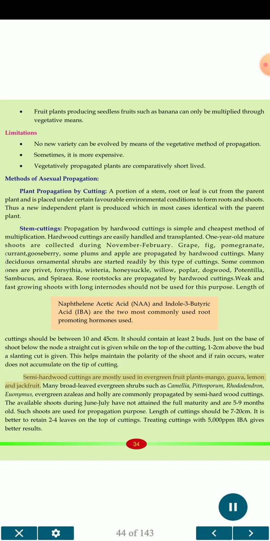the cutting. Semi-hardwood cuttings are mostly used in evergreen fruit plants: mango, guava, lemon and jackfruit. Many broad-leaved evergreen shrubs such as camellia, pittosporum, rhododendron, euonymus, evergreen azaleas and holly are commonly propagated by semi-hardwood cuttings. The shoots available during June-July have not attained full maturity and are 5 to 9 months old. Such shoots are used for propagation purposes. Length of cuttings should be 7-20 centimeters. It is better to retain 2 to 4 leaves on the top of cuttings. Treating cuttings with 5000 ppm IBA gives better results. Naphthalene acetic acid (NAA) and indole 3-butyric acid (IBA) are the two most commonly used root-promoting hormones.